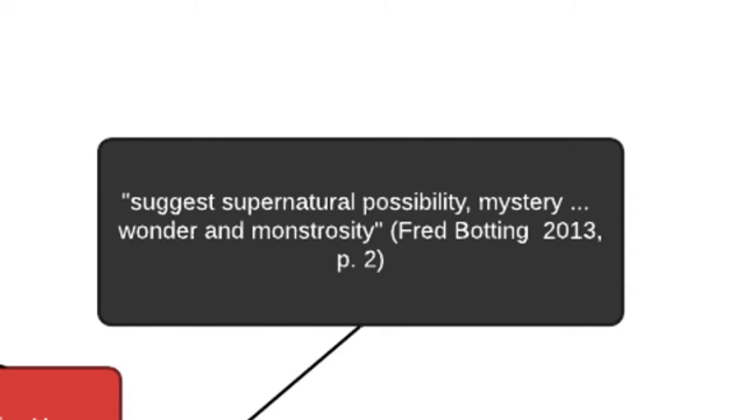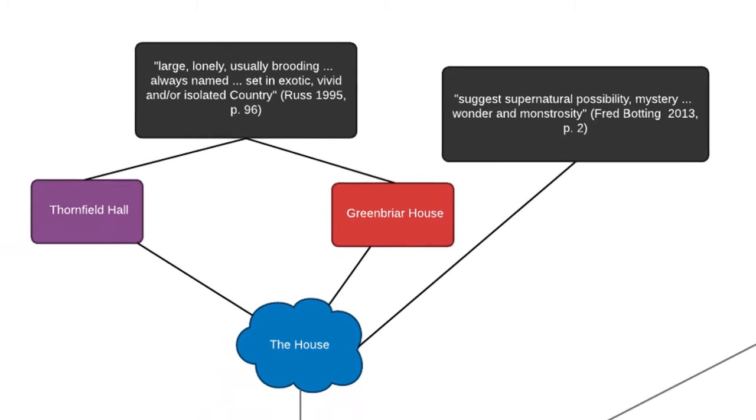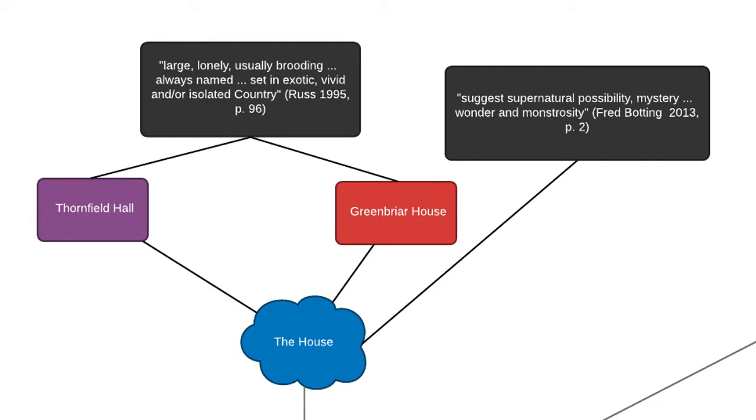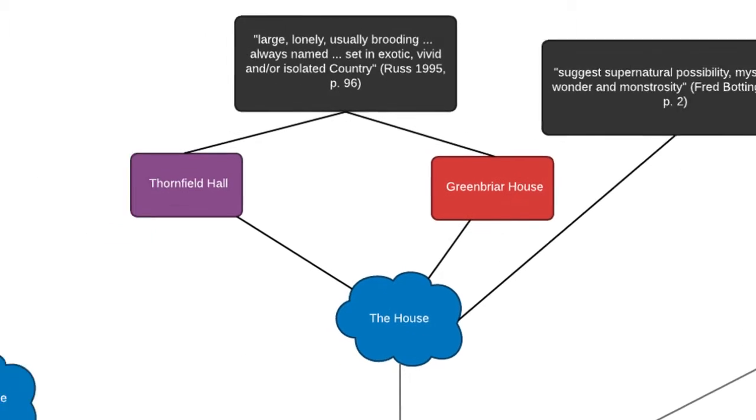Fred Botting describes that a setting, such as this house, may suggest supernatural possibility, mystery, wonder, and monstrosity. While neither of the houses are actually haunted, they both hint that there is the possibility of ghostly occurrences in the mansion, that is, until the secret is revealed.